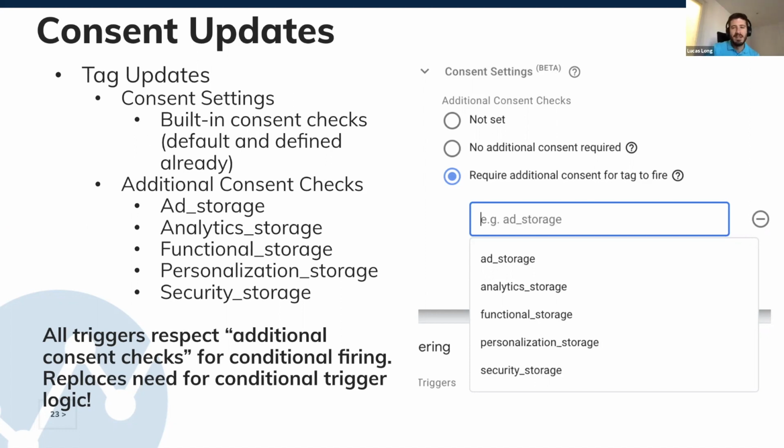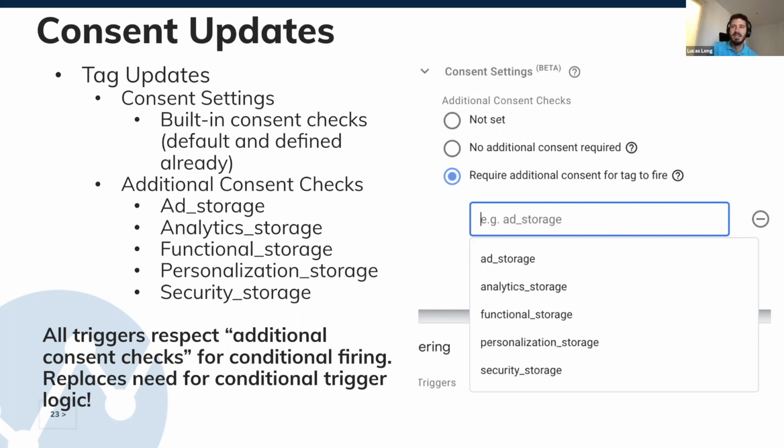Think of these as the cookie categories that you would be applying to trigger logic before. Again, you would apply that to the trigger and then apply those triggers to tags. Now you can move that directly to the tag itself. GTM will read the consent mode indication for each of those storage types, and it will stop tags from executing if the consent check for that storage type associated with the tag is disabled.